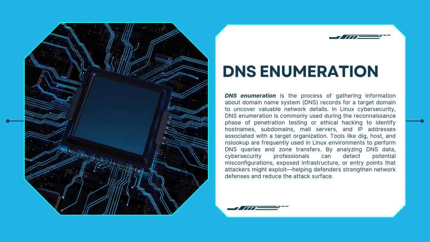You're not just looking up a domain, you're uncovering subdomains, mail servers, name servers, and sometimes even internal IPs or test environments that weren't meant to be public. And that's where things get risky. If a company hasn't locked down their DNS records properly, it could expose parts of their infrastructure to the world, which attackers can then target.